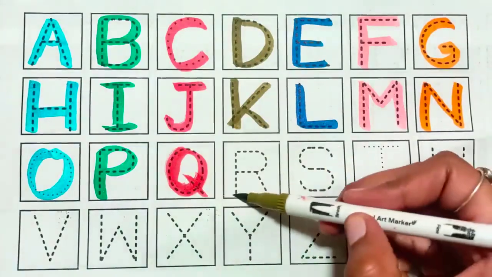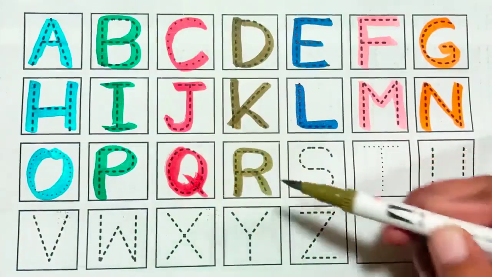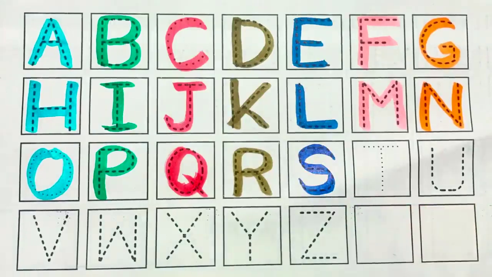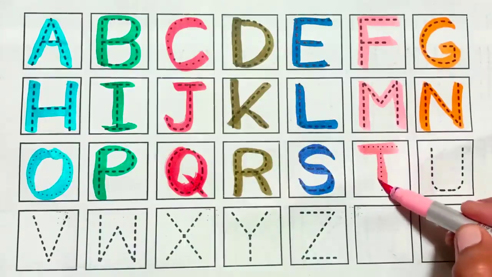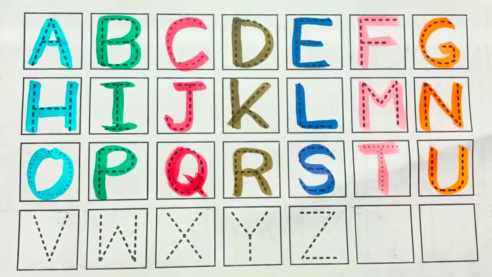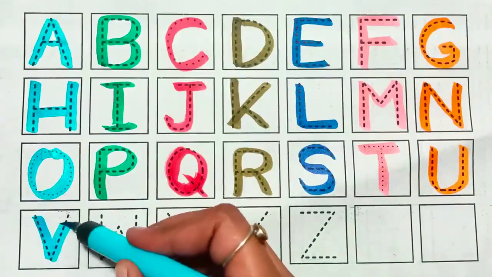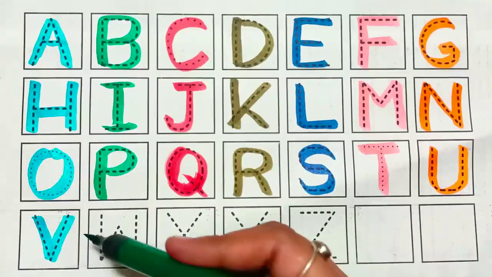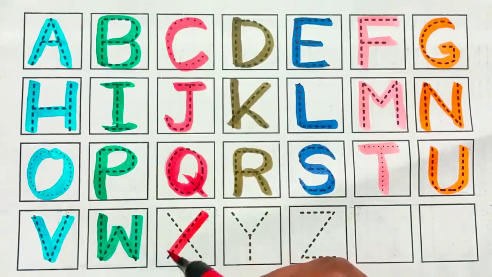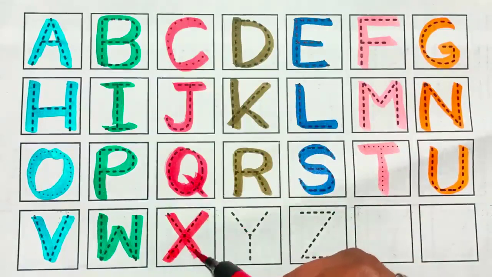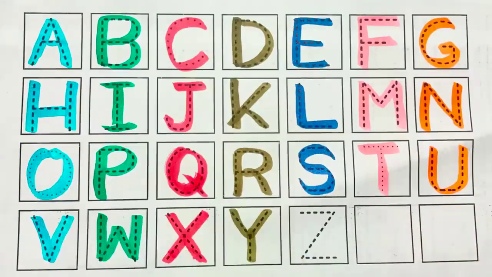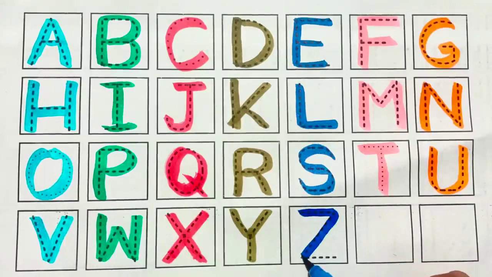R for rose. S for snake. T for tiger. U for umbrella. V for van. W for watch. X for xylophone. Y for yak. Z for zebra.